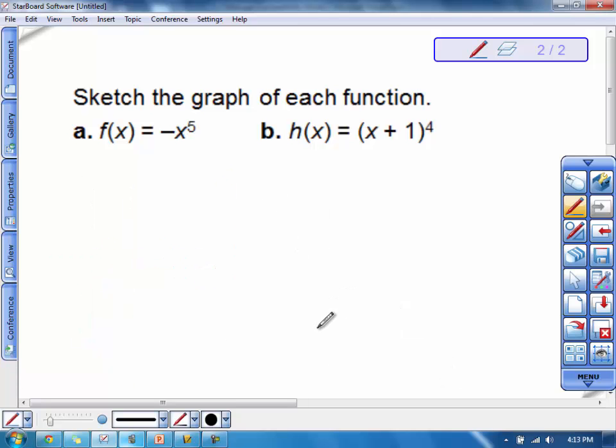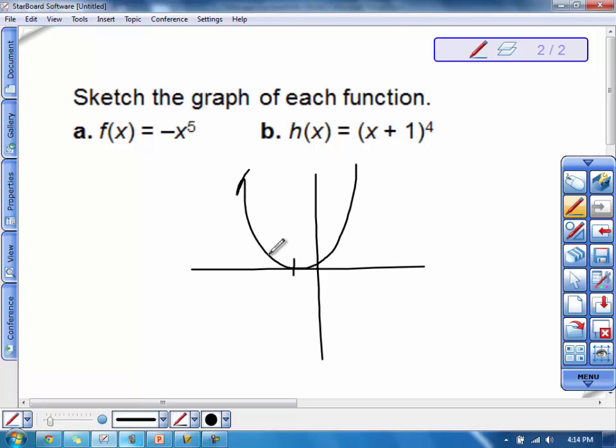This one then is a parabola that opens up. It is shifted 1 unit to the left, and the general shape looks something like this. I mean, it could have up to 4 real zeros, so it could look like this, where it's got 1, 2, 3, 4 real zeros, but it does open up, and it's a general parabola.